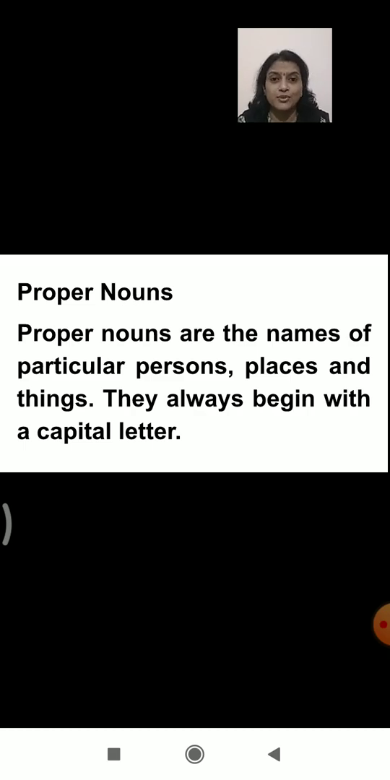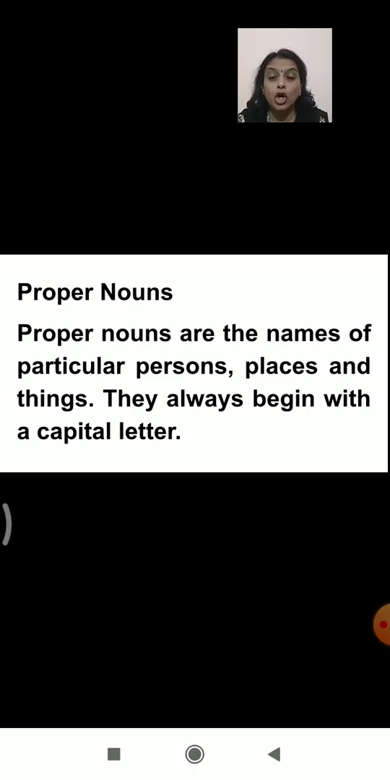Now what are proper nouns? Proper nouns are the names of particular persons, places, and things. They always begin with a capital letter. So they are very easy to identify, isn't it? They always begin with a capital letter, right? So it is their identity, isn't it?